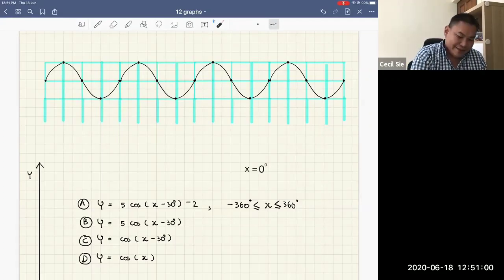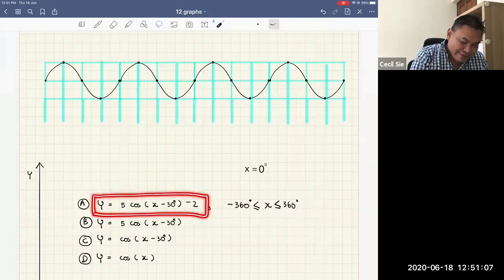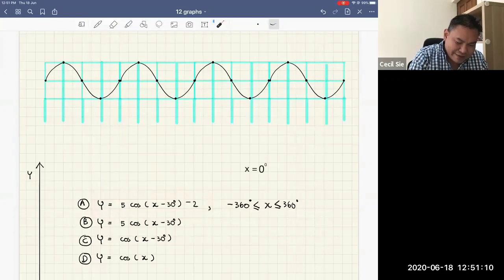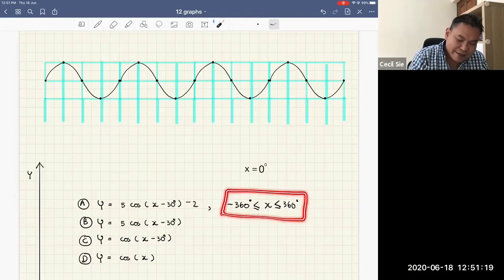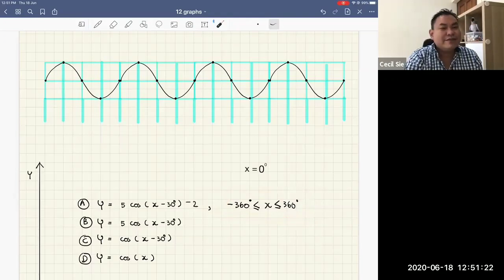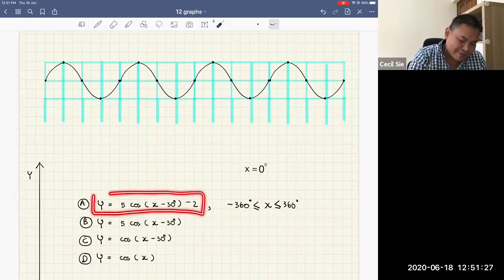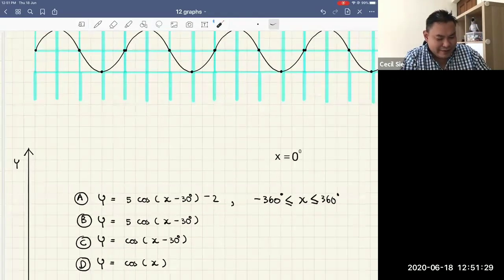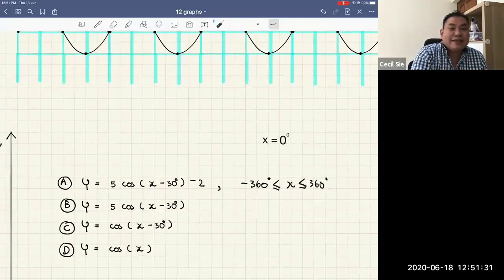Now, let's say the question asks you to sketch this graph. Y equals to 5 cosine, open bracket, x minus 30 degree, close bracket, minus 2. And x is between negative 360 degree to positive 360 degree. They ask you to sketch this one. You decide that this graph is quite complicated.